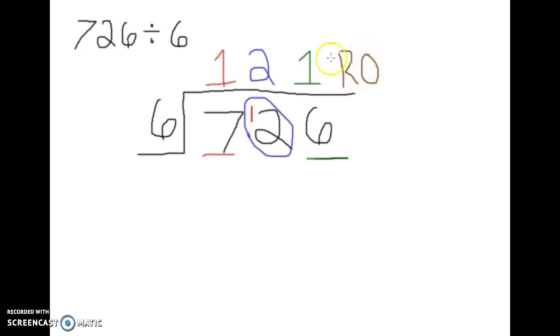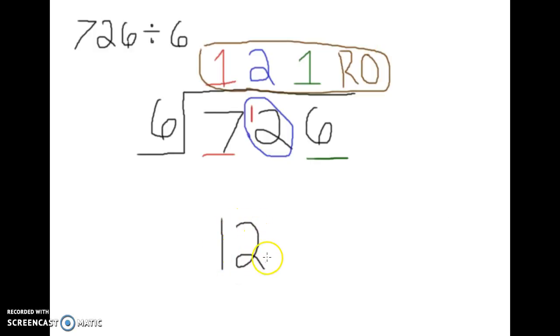But we now have our answer for 726 divided by 6. It is 121 with a remainder of 0. We can even clean that up and write it all in the same color here down on the bottom, since we have so much room because we didn't use it doing our long division. Our answer is 121.